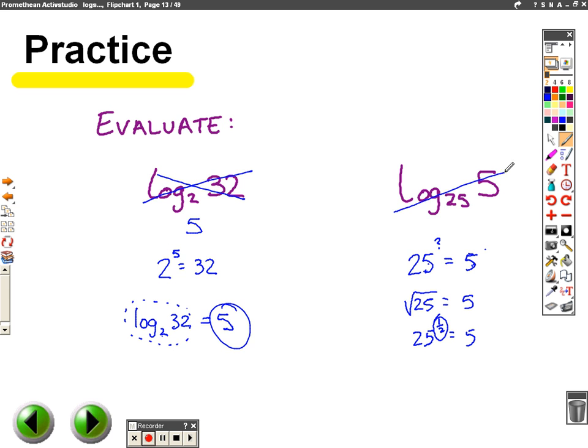So the exponent that we're using is 1/2. So I could replace this whole thing with 1/2. Whew, I'd rather work with a half than log base 25 of 5. But these are equivalent expressions. All right. Go.